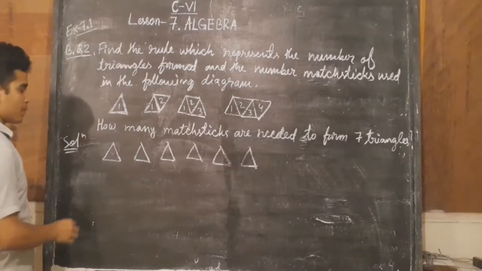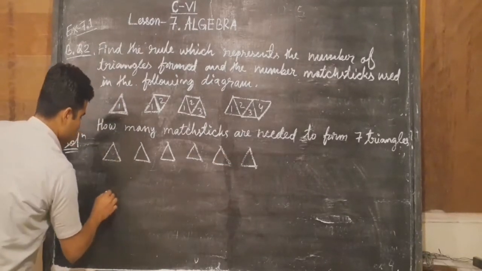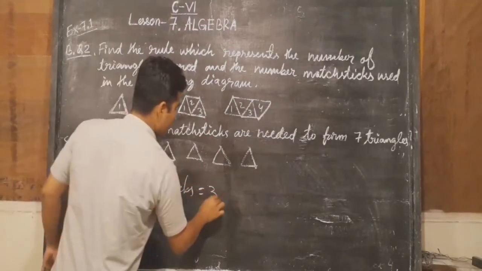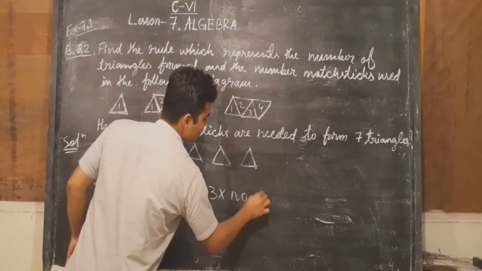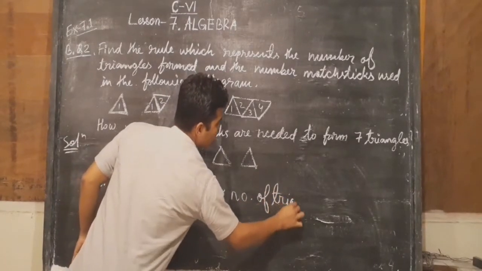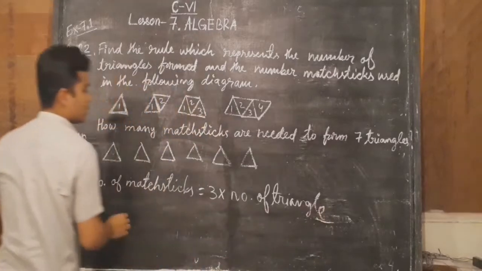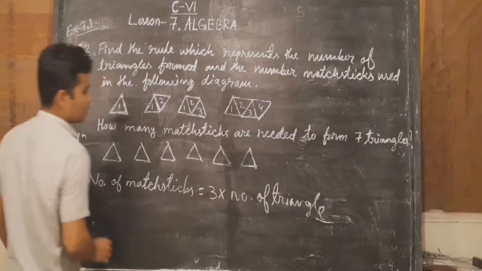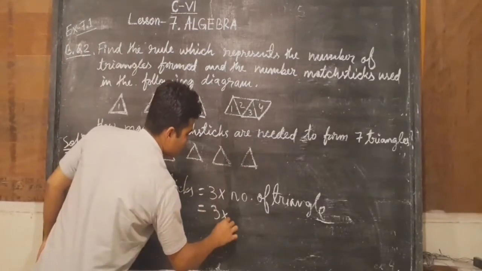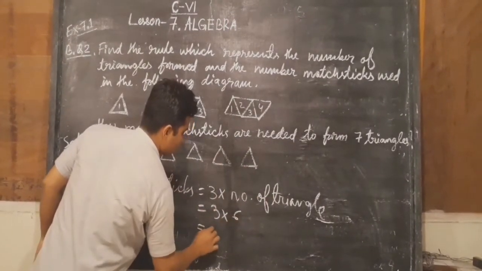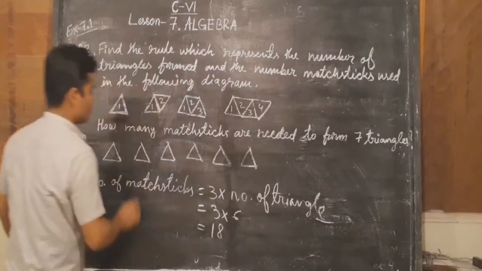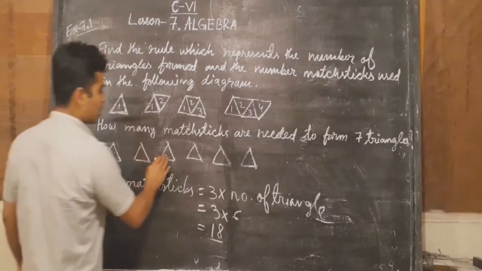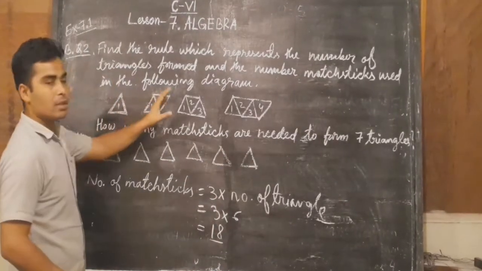For 6 triangles, how many matchsticks do we need? How can we find the number of matchsticks? 3 into the number of triangles. Using this rule we can find it if the triangles are separate. You can see 1, 2, 3, 4, 5, 6, 6 triangles. So 3 into the number of triangles, 6. So how many matchsticks do we need? 3 sixes are 18. So for 6 triangles we need 18 matchsticks if all the triangles are separate. But here the triangles are joined.